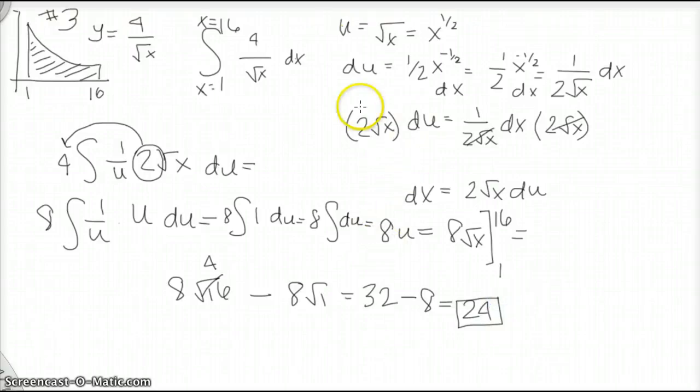But the important thing you want to do is when you find your u, when you then solve for du, get it in terms of dx. Get it dx equals, and then you just put this whole thing in for dx here, and it makes it a lot easier. You'll end up with more cancellations.